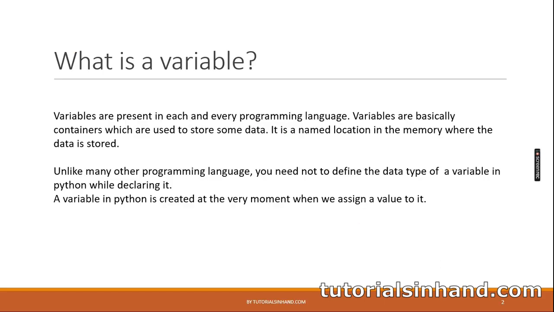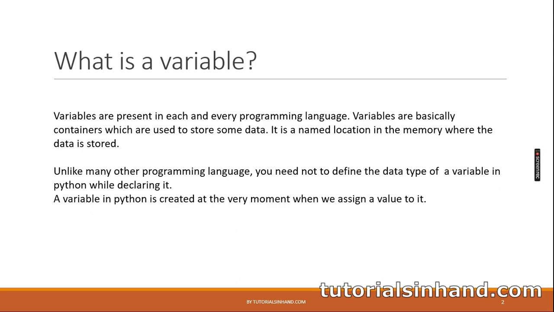So what is a variable? Variables are present in each and every programming language. Variables are basically containers which are used to store some data. It is a named location in the memory where the data is stored. Unlike many other programming languages, you need not define the data type of a variable in Python while declaring it. A variable in Python is created at the moment when we assign a value to it.